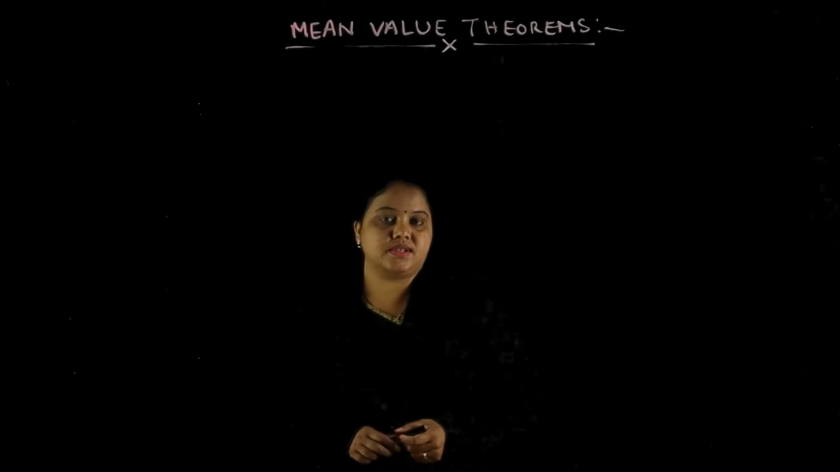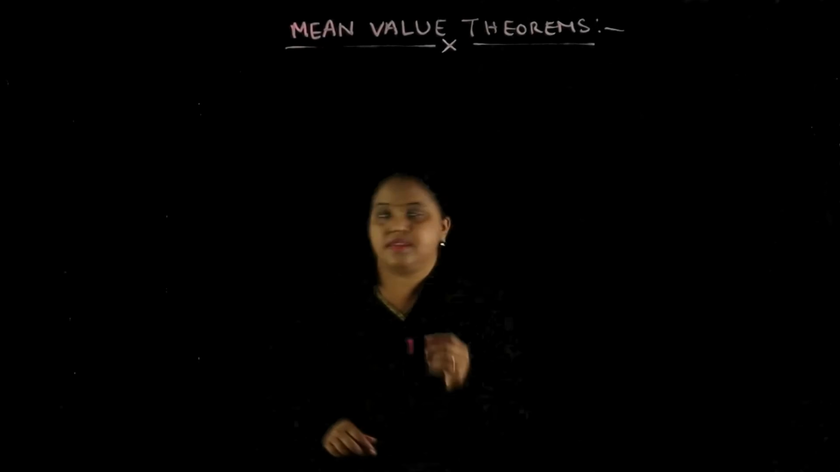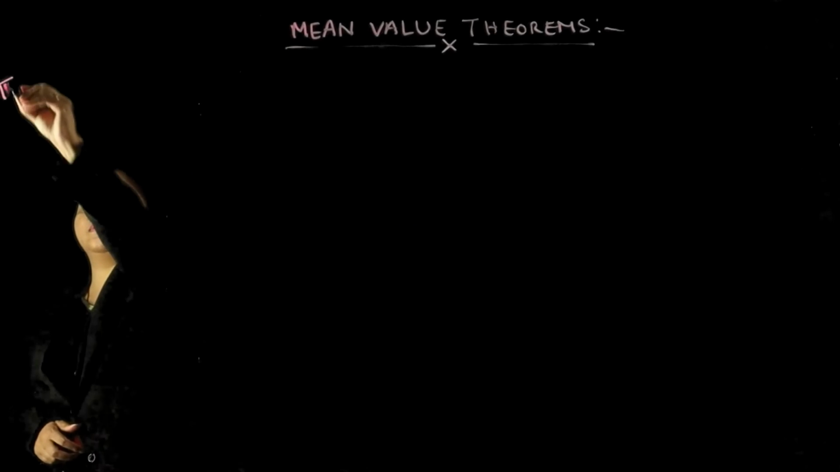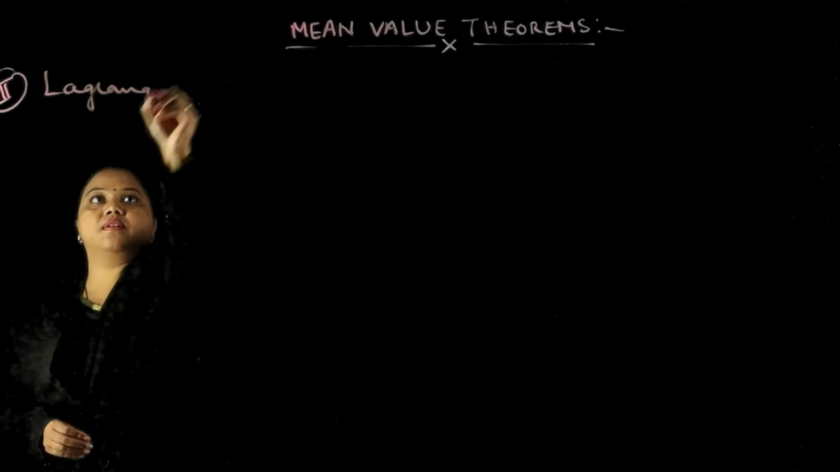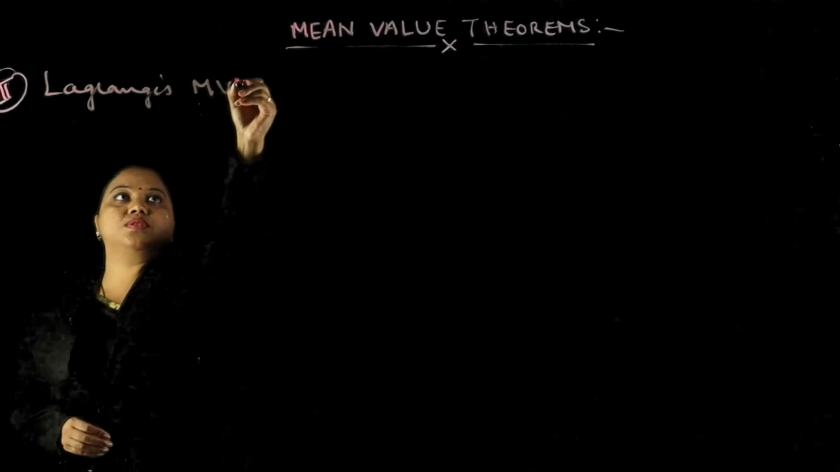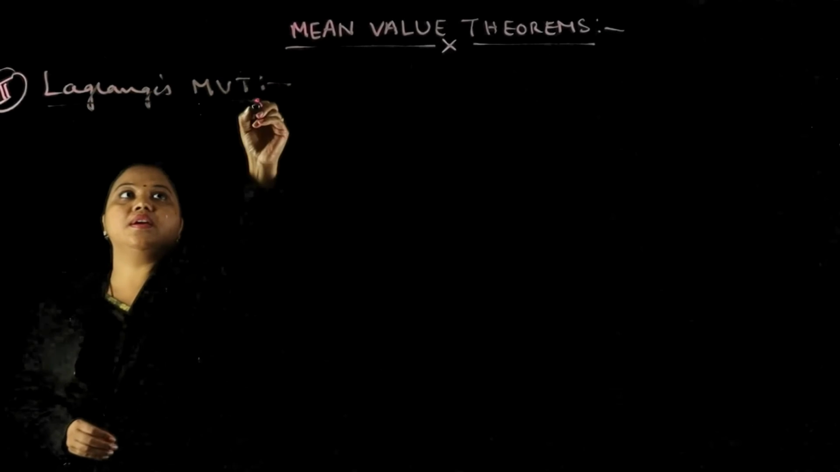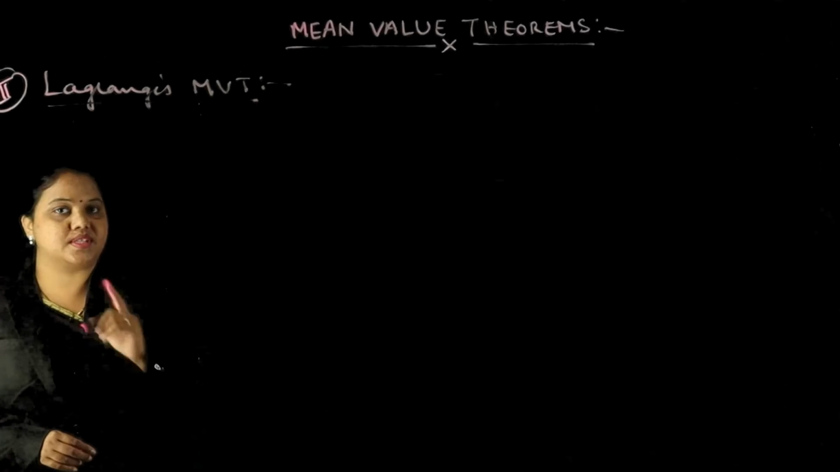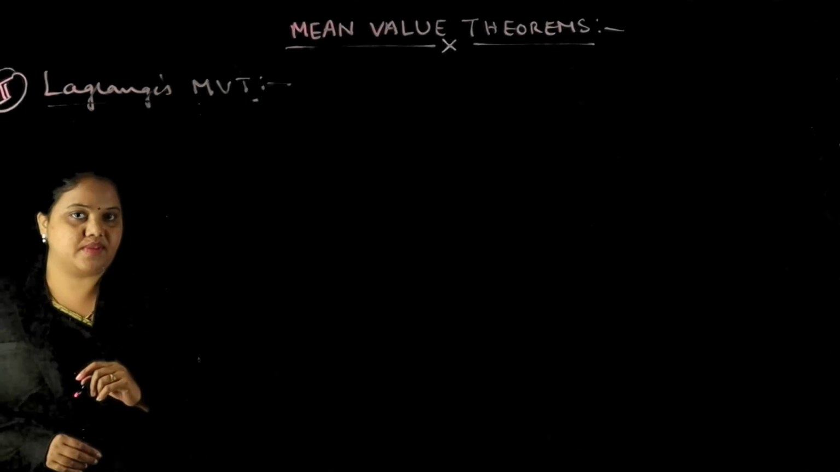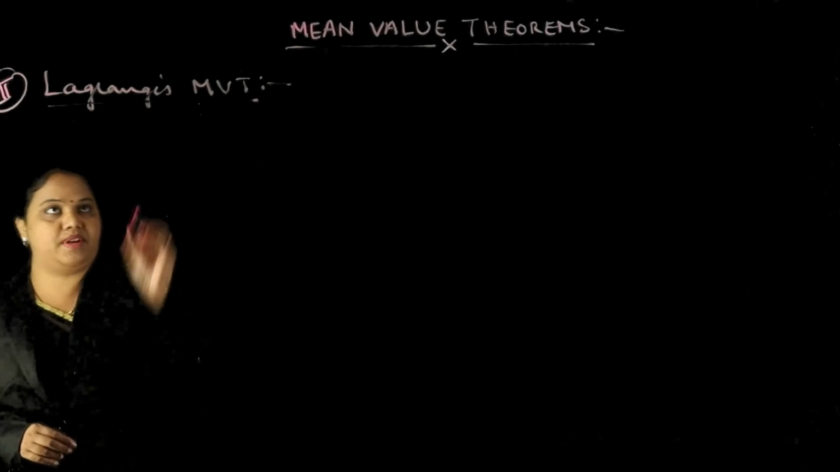So, now let us go to the second mean value theorem. The second mean value theorem is Lagrange's mean value theorem, right? So in this Lagrange's mean value theorem, I have already said you the statements will be same as your Rolle's mean value theorem, only the third condition will be varying.